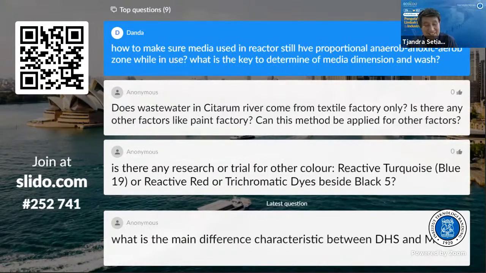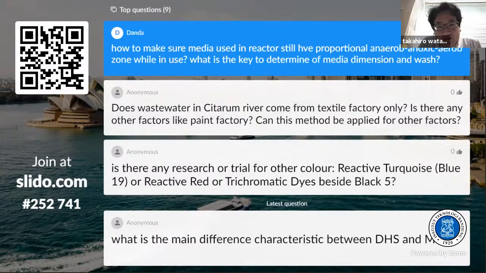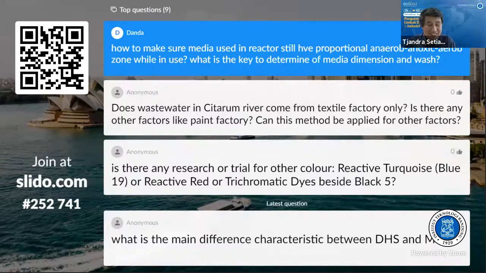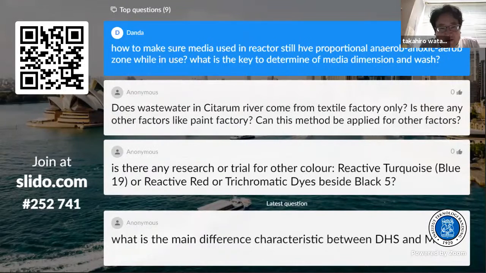The next question is about the DHS: how do we make sure there are anaerobic, anoxic, and aerobic zones while in use? I think you already have the data about the DO profile. What is the key for determining the media dimension, and is the size already correct, or can we reduce or enlarge it? Yes, that is very important. Now the diameter is 33 millimeters. We designed this based on sewage treatment plant data, so I think we need optimization for textile wastewater treatment.